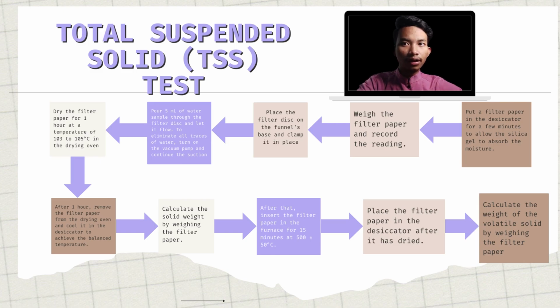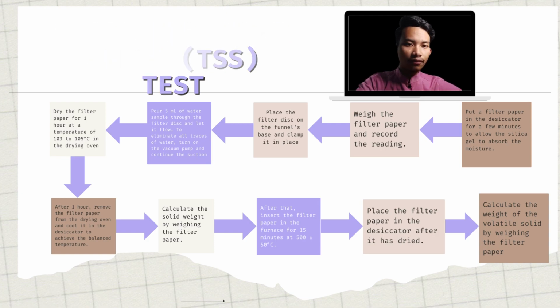Dry the filter paper for an hour at a temperature of 103 to 105 Celsius in the drying oven. After 1 hour, remove the filter paper from the drying oven and cool it in the desiccator to achieve the balanced temperature. Then, calculate the solid weight by weighing the filter paper. After that, insert the filter paper in the furnace for 15 minutes at 500 ± 50 Celsius. Place the filter paper in the desiccator after it has dried. Lastly, calculate the weight of the volatile solid by weighing the filter.